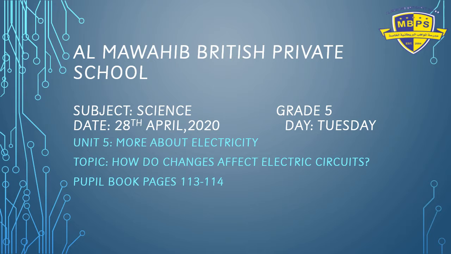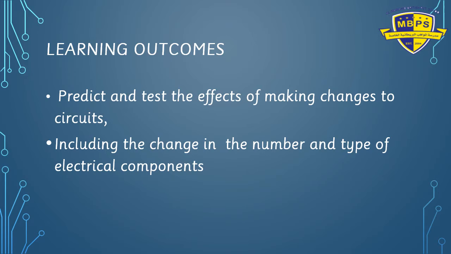Today you're going to be studying more about electricity. The date is 28th April 2020. The day is Tuesday. And the topic is how do changes affect electrical circuits. This is from your pupil book, pages 113 to 114. So let's start. The learning outcome is to predict and test the effects of making changes to circuits, including the change in the number and type of electrical components.